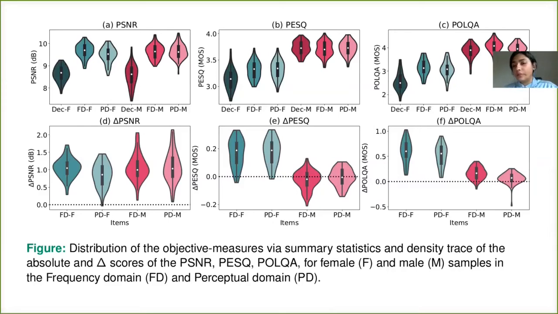However, in terms of the POLQA scores, we see an average improvement of 0.5 MOS for females and 0.25 for males. So from the objective scores, we can see there is a consistent improvement for females in both the frequency domain and the perceptual domain modeling. However, for males, depending on the objective measure, there is a difference in the improvement.